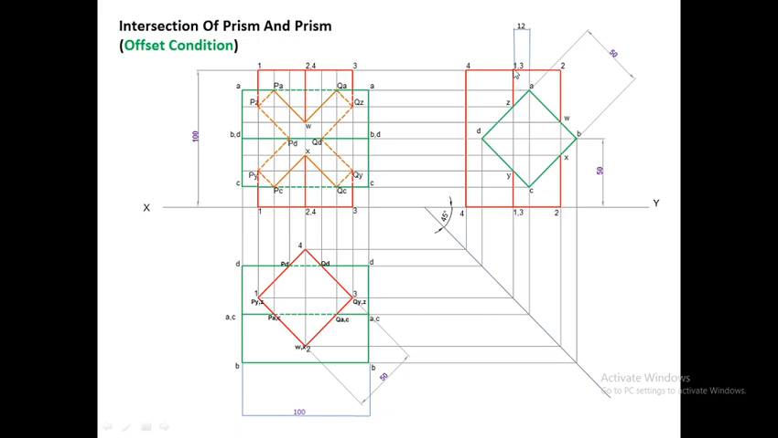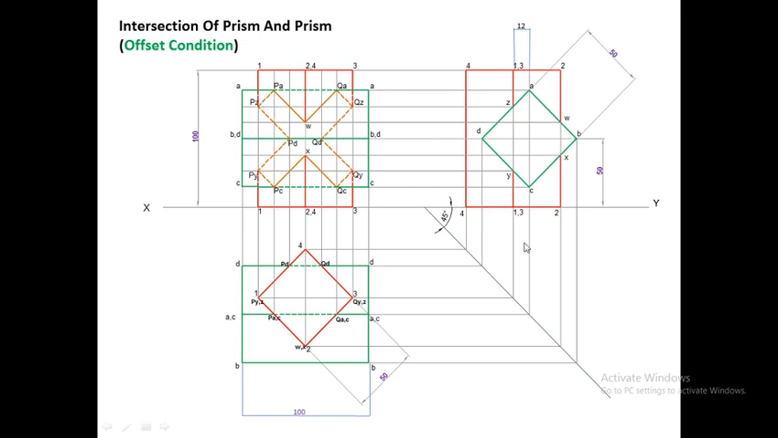Similarly, on the top view, the portion of the edge 1 and 3 from here to here will be visible. But the lower portion from here to here will not be visible, since it is covered by this face of A to D and D to C. So only the upper part will be dark from here to here, whereas the lower portion will be dotted.